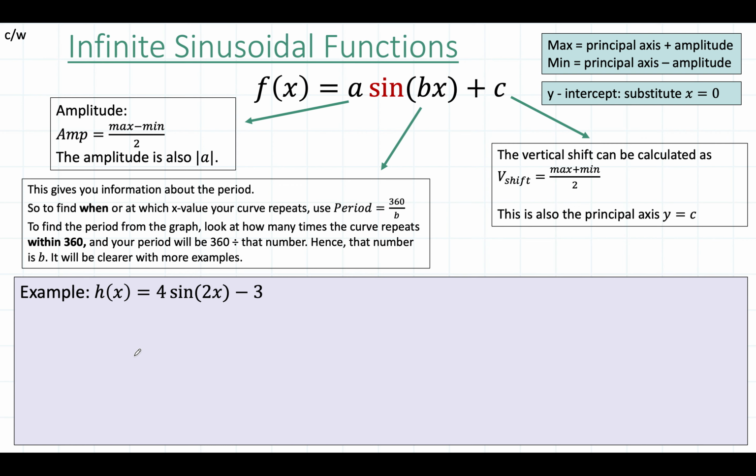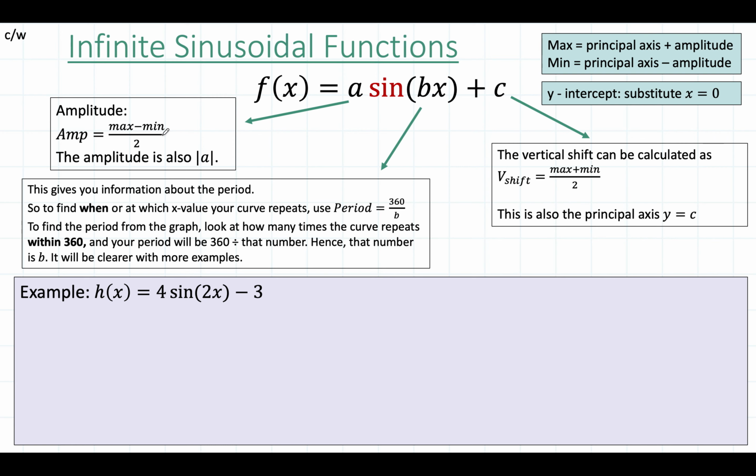So you should know the basic properties of sine and cosine: the wavelength, the period, the amplitude, and so on. You should know the definitions of amplitude, principal axis, the maximum, minimum, and period as well. For each value, I'm going to explain how we can use them to find different properties, and then we're going to go through two examples.